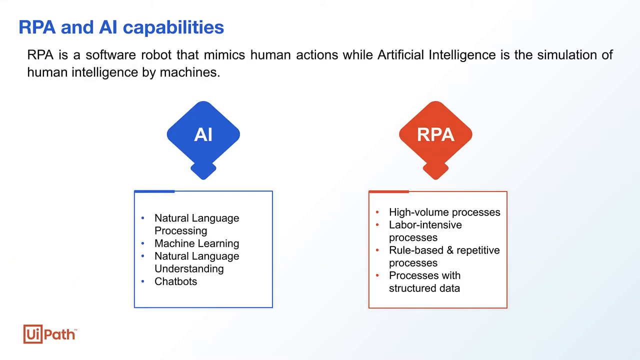And we also talked about the difference between AI and RPA. So here it's more like a review of what we have discussed in the first week's lecture. RPA is a software robot that can mimic human actions, while AI is the simulation of the human intelligence by machines. In terms of application, RPA applies to processes that have high volume, labor-intensive, rule-based and repetitive, and have structured data. In contrast, AI can be applied to tasks that require human intelligence, including natural language processing, using machine learning to make predictions, natural language understanding, and chatbots.